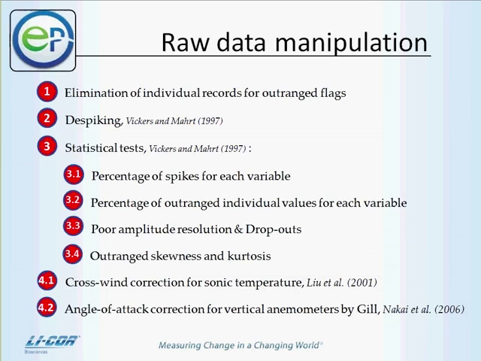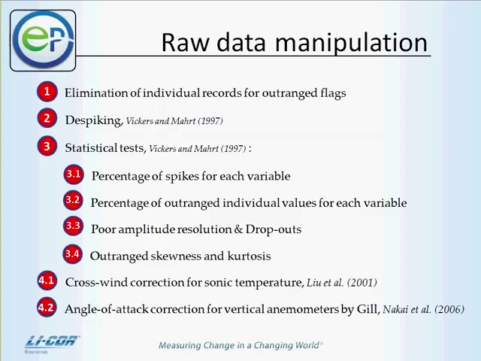The second test checks for the number of individual data values that are outside physically plausible ranges. Then we have a test for the amplitude resolution. This test basically tries to assess if the turbulent fluctuations in your time series are such that your instrument doesn't have enough resolution to measure them properly. The fourth test, the dropouts, attempts to assess whether there are periods in which your time series sticks to a value that is far away from the average value in the time series.